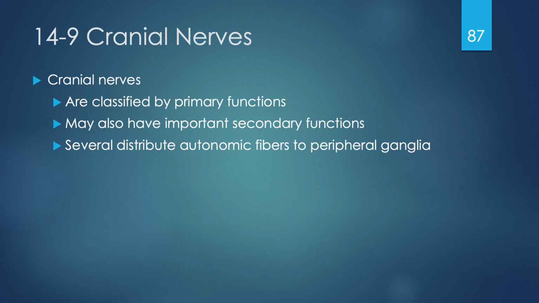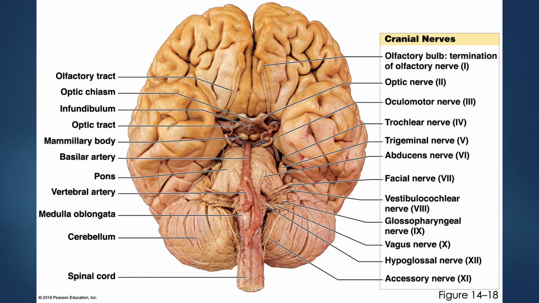Cranial nerves are going to be classified firstly by what their primary function is, but they can also have very important secondary functions as well. In fact, several cranial nerves will distribute autonomic fibers to peripheral ganglia as well. As we discuss the cranial nerves, we're going to keep looking at this image so you can keep track of how these cranial nerves relate to the brain itself.